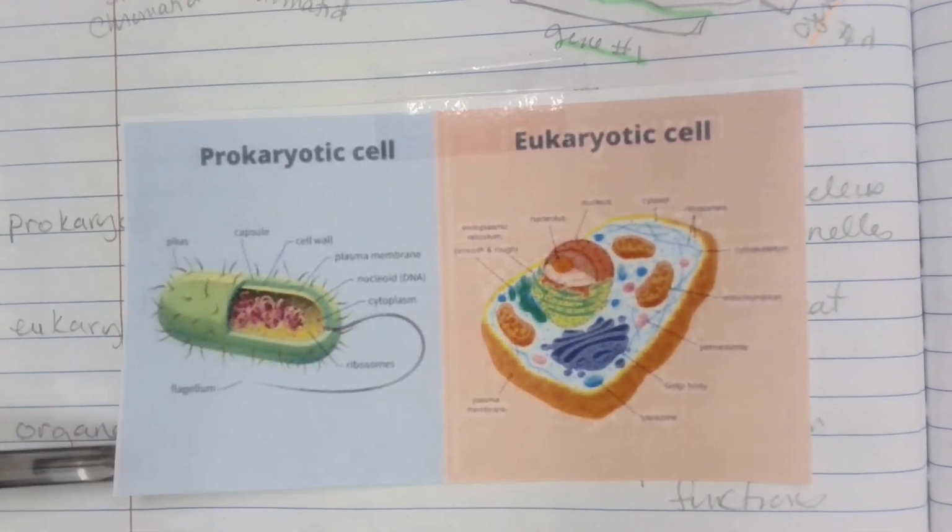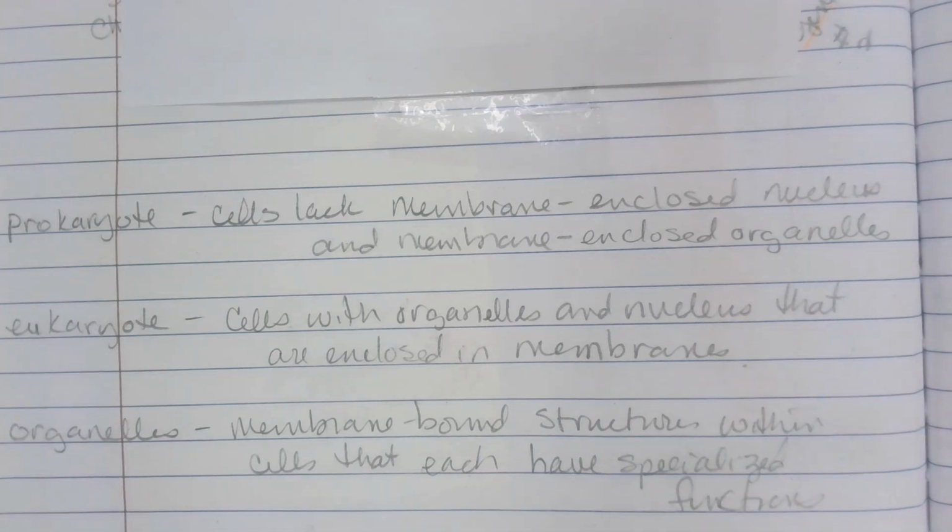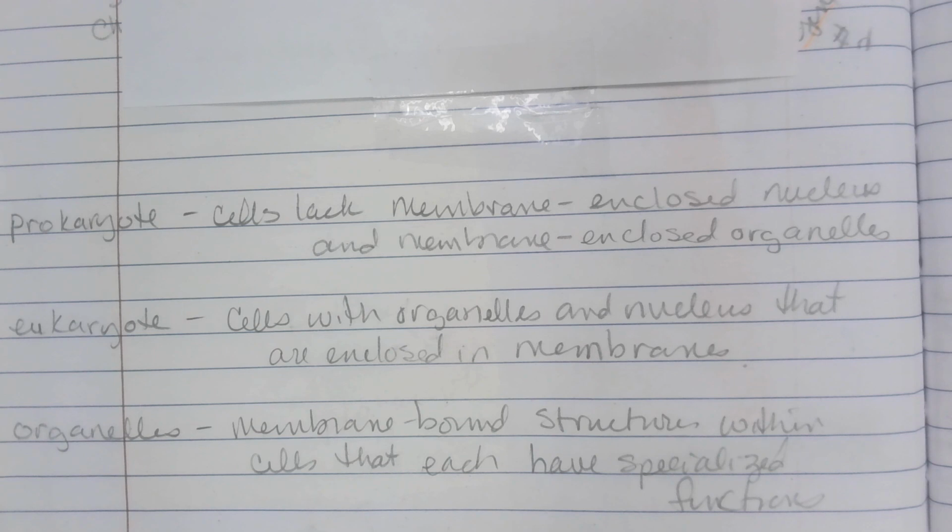A prokaryotic cell is a cell that lacks a membrane-enclosed nucleus and membrane-enclosed organelles. So prokaryotes, no nucleus. They don't have a membrane-bound nucleus or organelles. Eukaryotes do have a nucleus. Eukaryotic cells are cells with organelles and a nucleus that are enclosed in membranes.